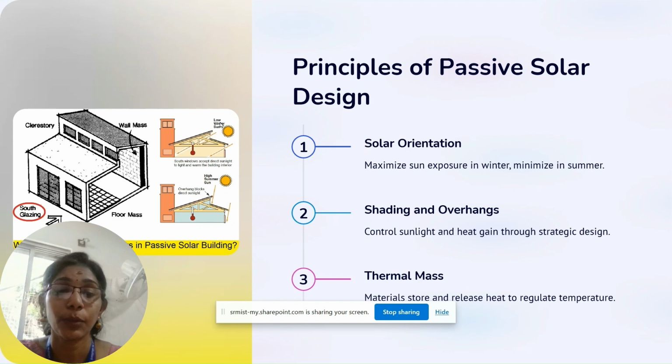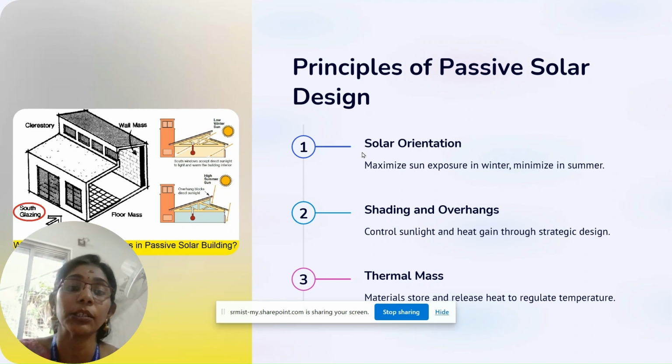Now, how is this design possible? It's possible only by two methods. The first is passive method and the second is active method. When we look at the passive method, we can use solar orientation, shading and overhangs, and then thermal mass. So, what is the solar orientation? The building can be built in such a way that it is on the north south facing or in the east west facing. So, the orientation will mainly determine whether the maximum exposure to the sun is possible in the winter and minimum exposure to the sun is possible in the summer. This is called a solar orientation.